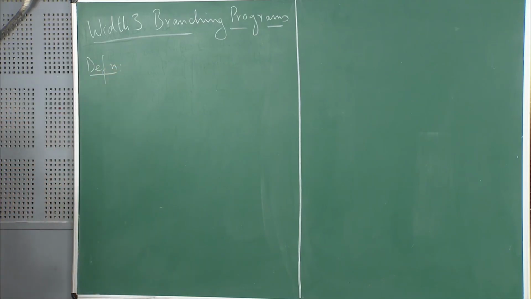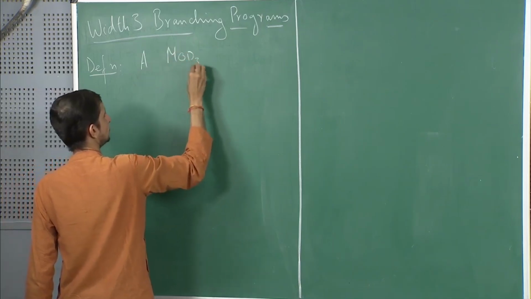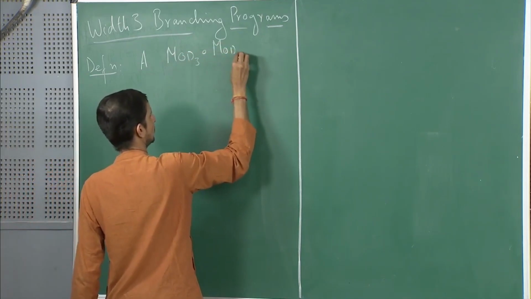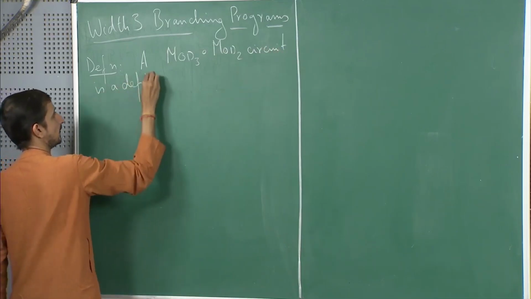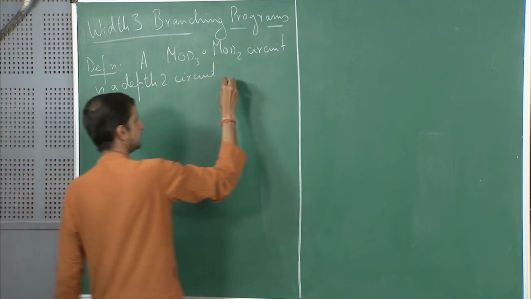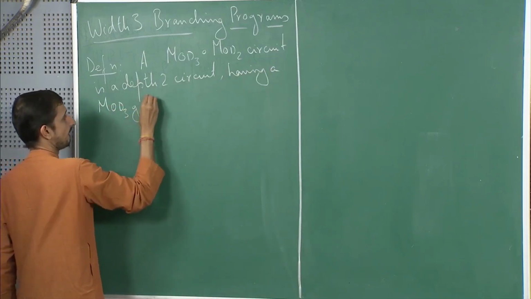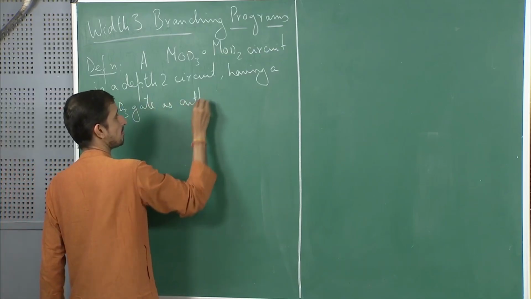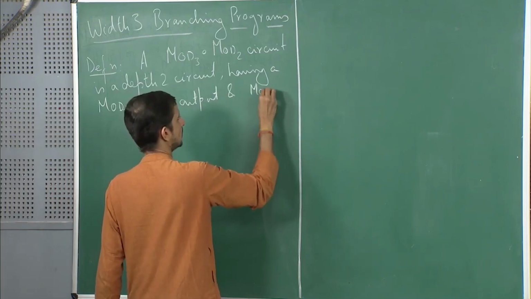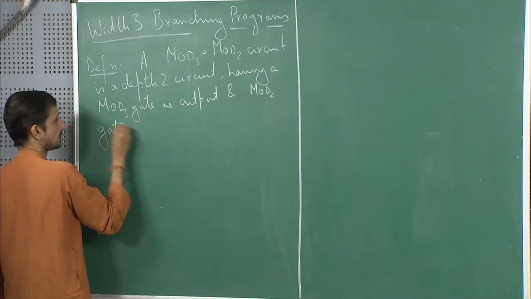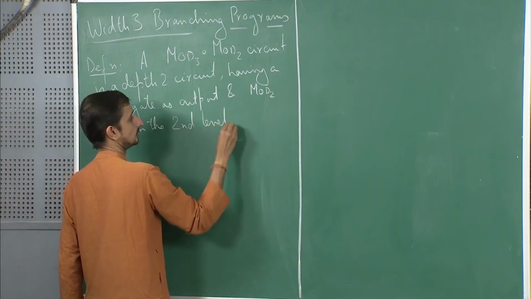Before getting into the result, I will define a type of circuit. A mod 3 dot mod 2 circuit is a depth 2 circuit having a mod 3 gate as output and mod 2 gates in the second level.